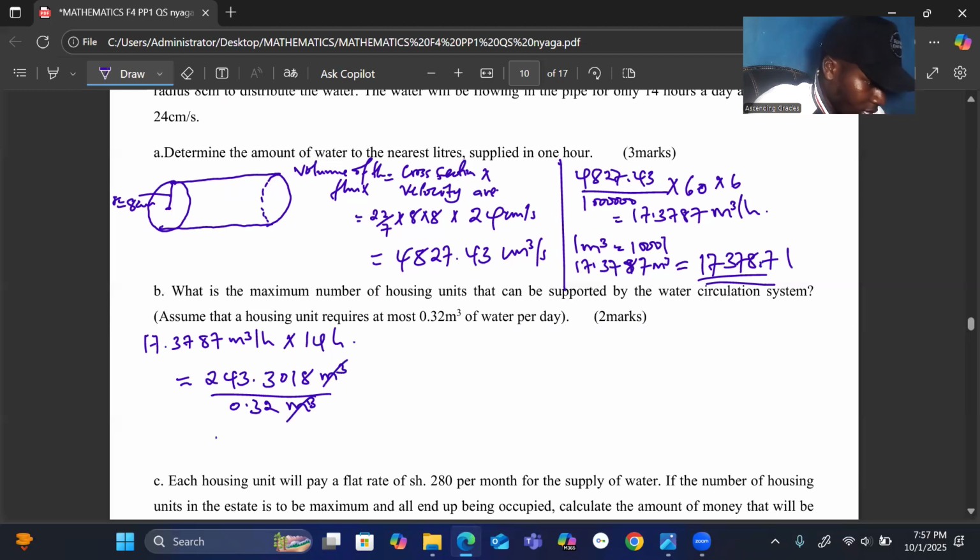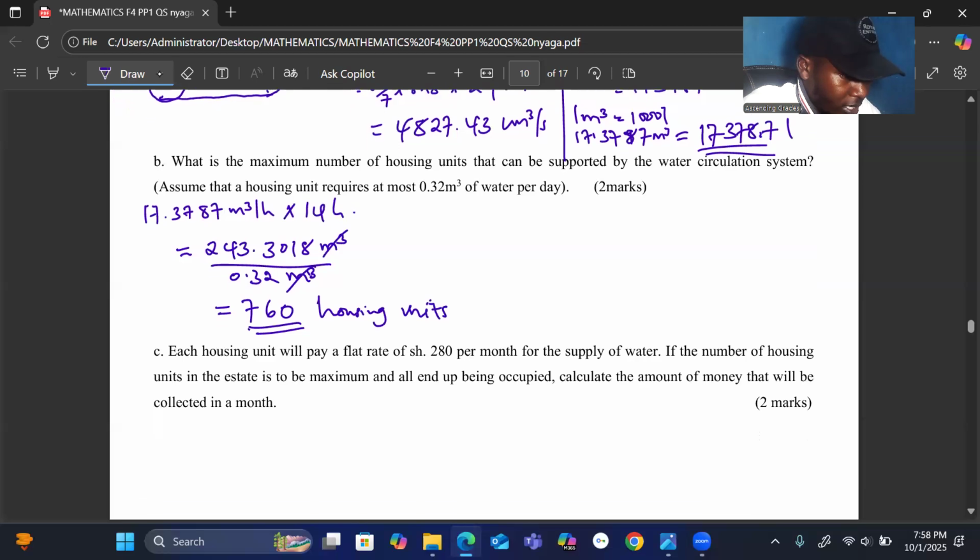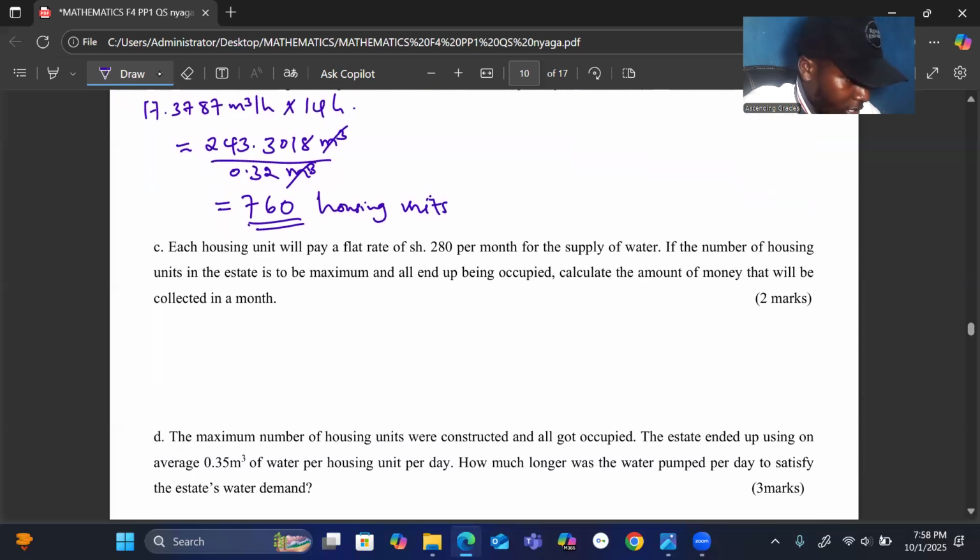So that we remain with 760 housing units. So we shall have at most 760 housing units that will be connected with the water.